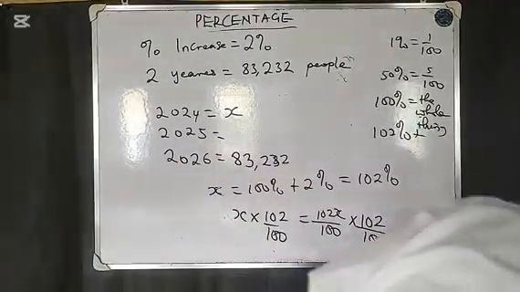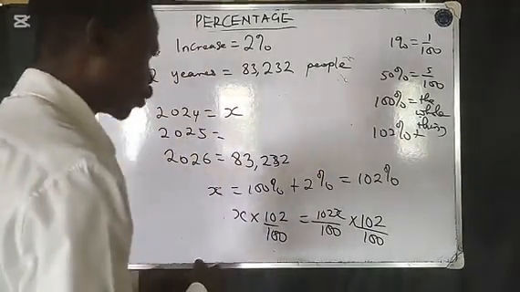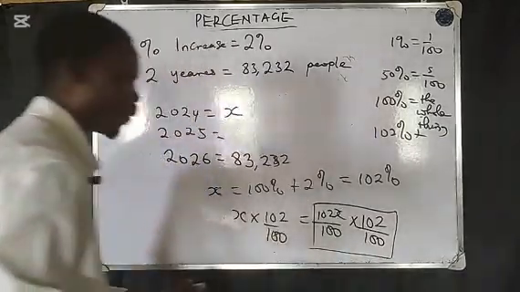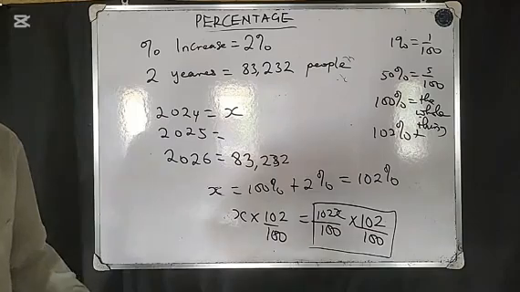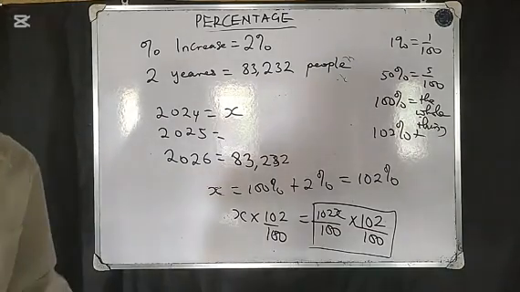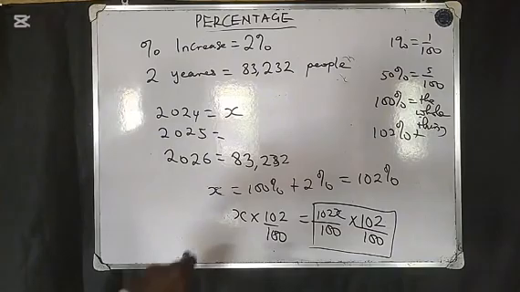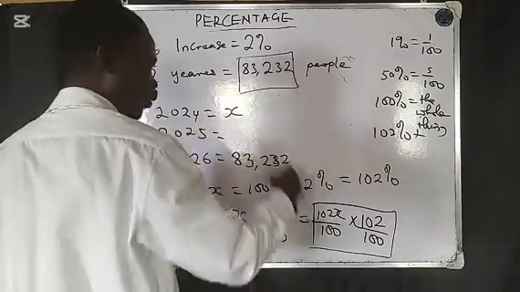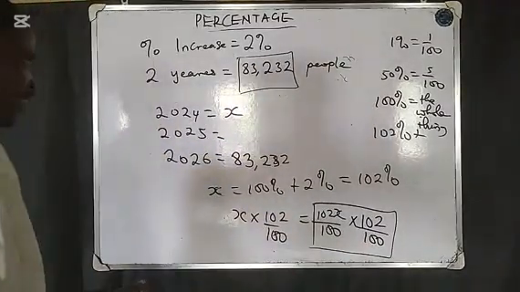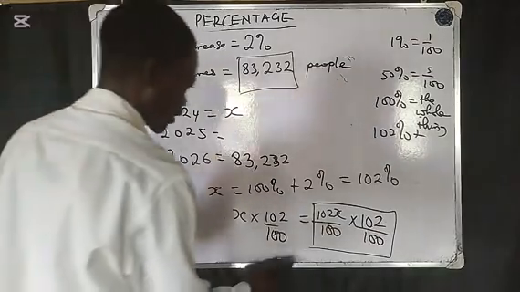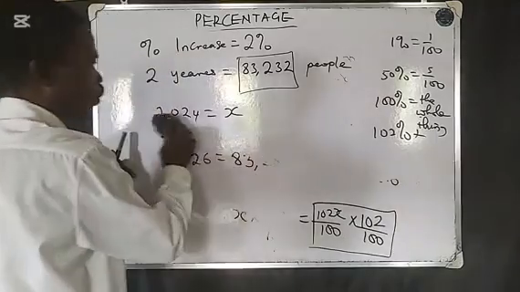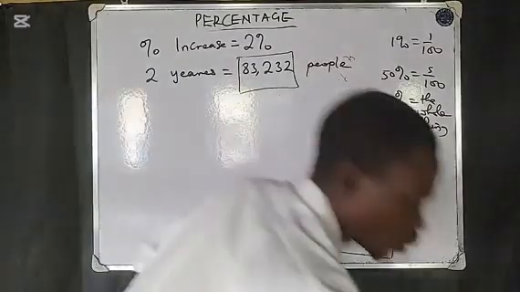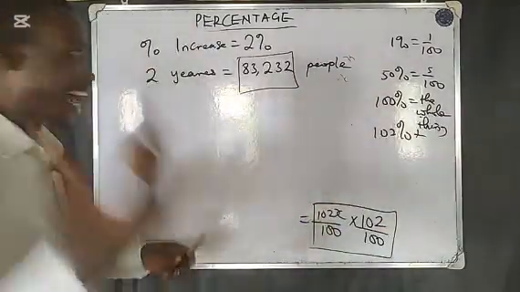So you can decide to clean everything. Don't forget our final answer is this one, when we multiply X by 102 over 100 two times, because we are dealing with 2 years. They are already giving us the amount for 2 years. So all you do now is to say this one equals this one. I want to believe you have copied all this. If you have, let's equate the two values of 2026, 2 years after.